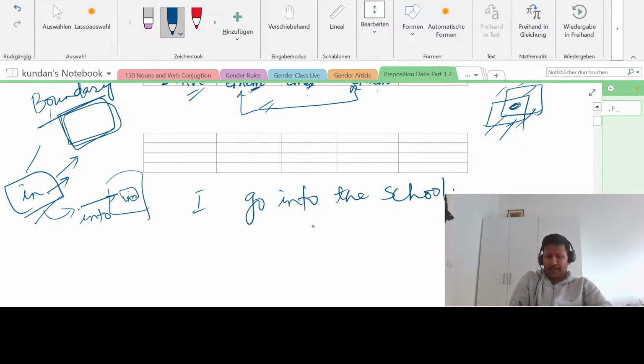Okay, let us take this example. I go into the school. So this is a closed building, a school. You are getting inside the school. There's a motion. Suppose you were here, you get inside this. This concept is very important. So once you understand, then it will be a very easy thing to do, right? So this person was here, but he went inside the building, right? So he's changing the place, right?